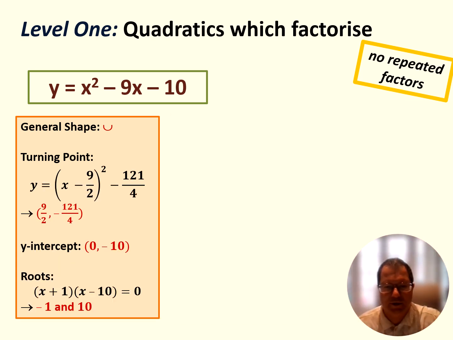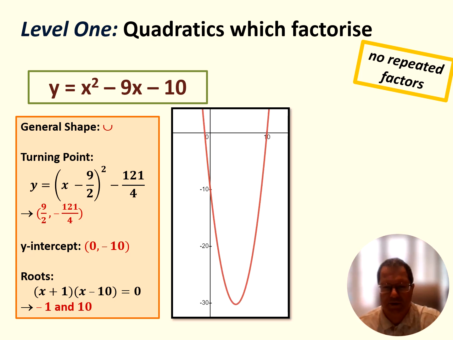It's the same for this one, except the coefficient of x is an odd number, which means that I get fractions from my turning point. The general shape is the same, positive quadratic. The turning point is at 9/2, -121/4, crosses the y-axis at -10, and the roots are -1 and 10. And this is the shape. Just remember to make sure that you actually label the significant features.